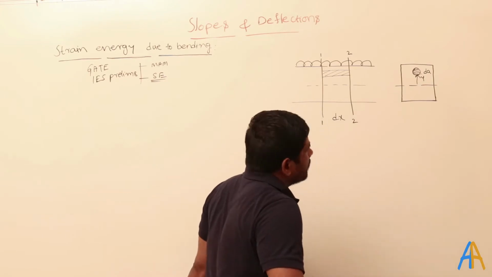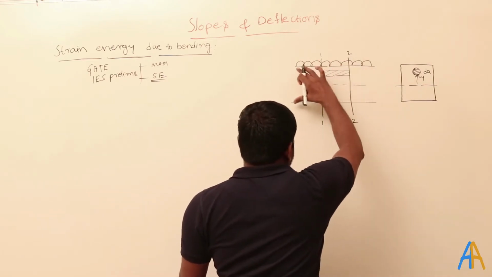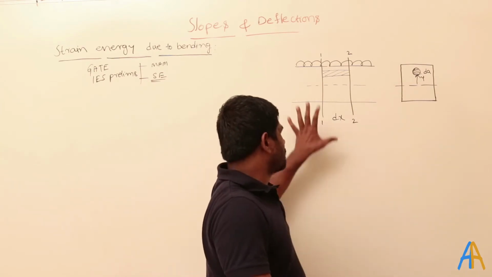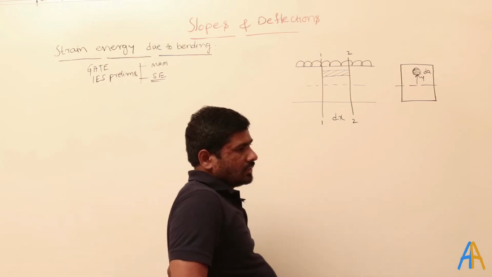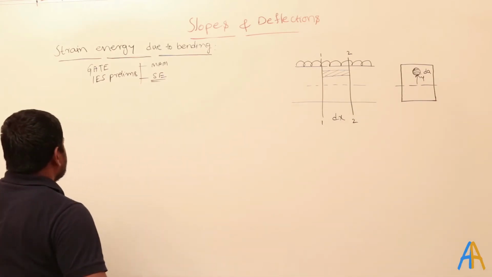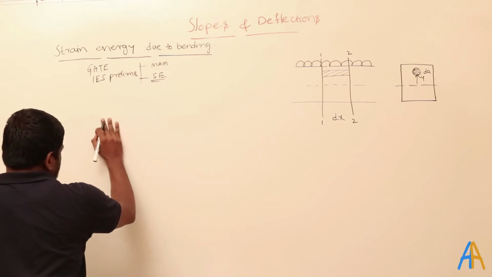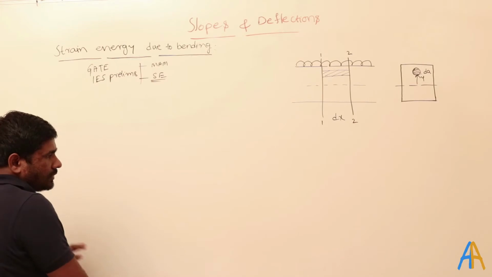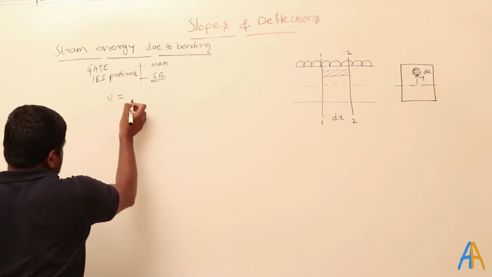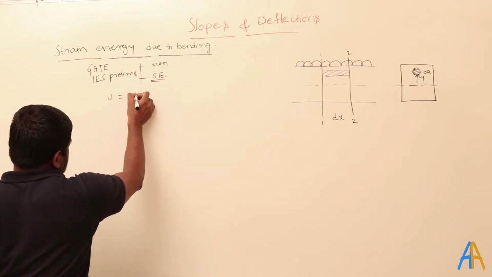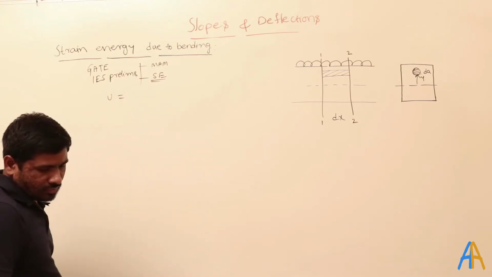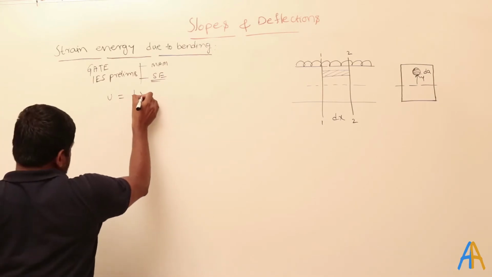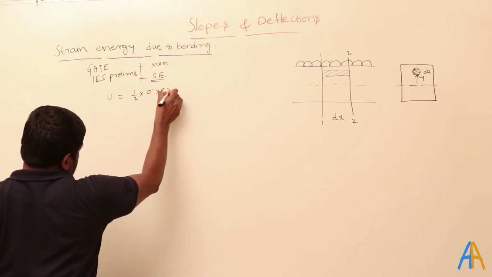For example, this is the beam, subjected to a uniformly distributed load. Because of that there is a bending produced here. Whenever we go for the strain energy, what is the strain energy when a body is subjected to an axial, normal stress F? Strain energy U equals half into stress into strain into volume.